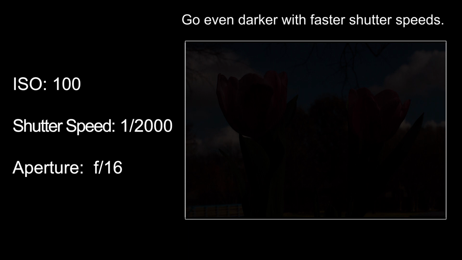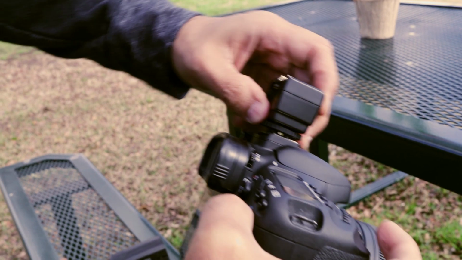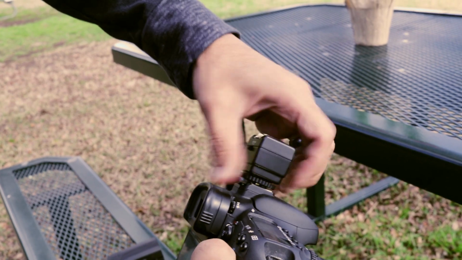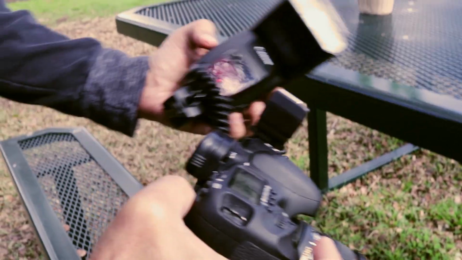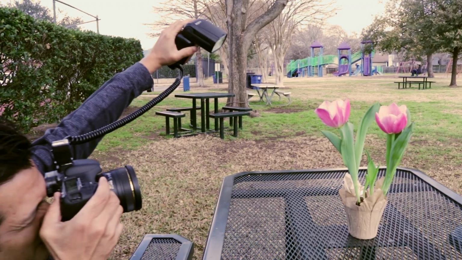We can't use a flash when we're using such a high shutter speed unless we use high-speed sync with that flash. In order to use high-speed sync, we need a flash with high-speed sync capability that's compatible with our camera. I have one of those and I'm attaching it to my camera with a dedicated TTL sync cord.